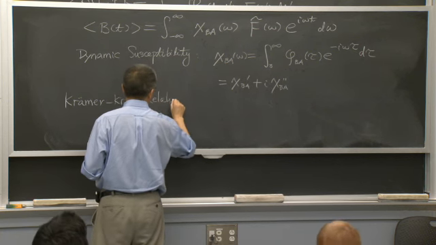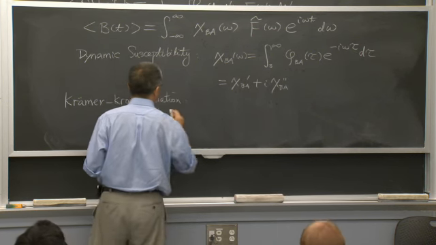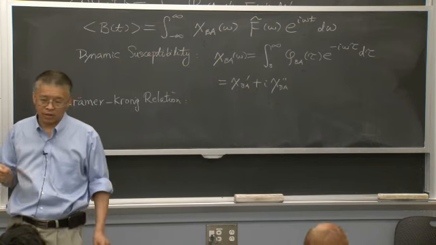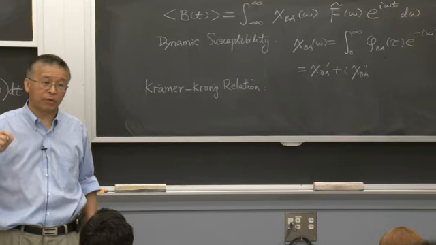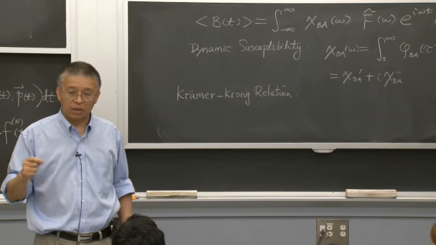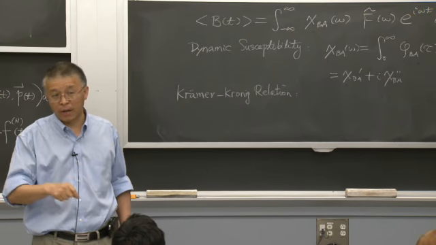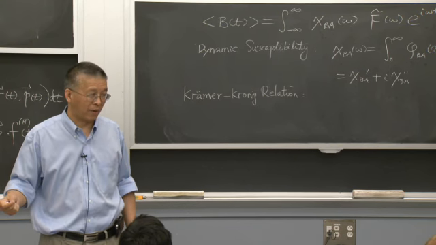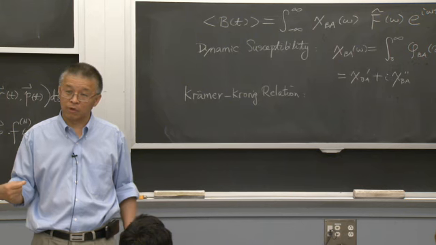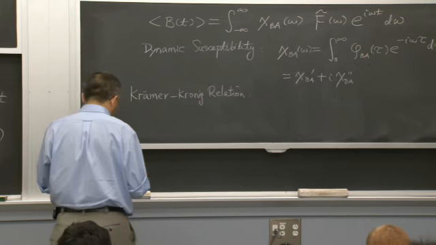It's very general. If you do thermal radiation, you probably heard, for example, the dielectric constant or optical constant. If you measure the real part, you can calculate the imaginary part. If you measure the imaginary part, you can calculate the real part. That's an example of the Kramers-Kronig relation.